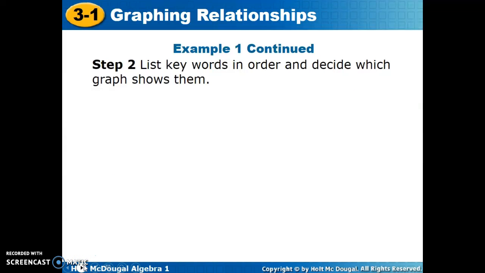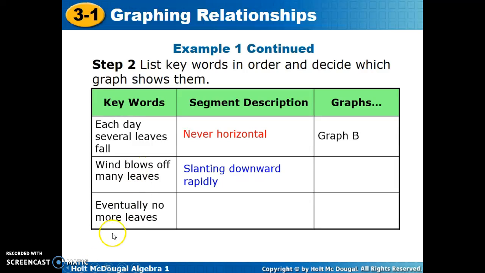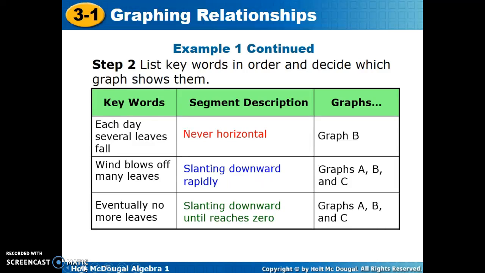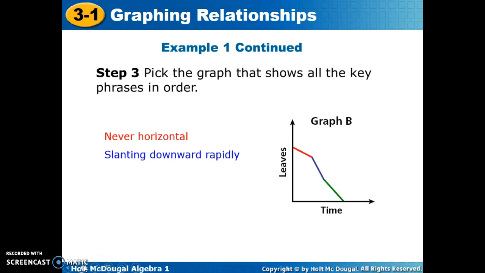Keywords that we were looking at: each day, several leaves fall. The wind blows off many, and eventually there are no more. Never horizontal, which we talked about, graph B. Slanting downward rapidly would be the loss of many leaves, and eventually no more would mean that the graph finally reached 0. Graphs A, B, and C. Picking the graph that shows all of the key phrases in order would be graph B.